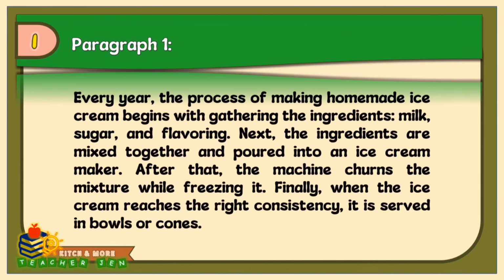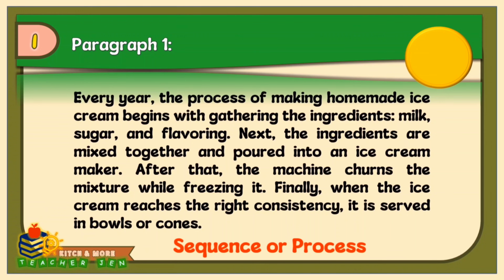Paragraph 1. Every year, the process of making homemade ice cream begins with gathering the ingredients: milk, sugar, and flavoring. Next, the ingredients are mixed together and poured into an ice cream maker. After that, the machine churns the mixture while freezing it. Finally, when the ice cream reaches the right consistency, it is served in bowls or cones. The correct answer is sequence or process.